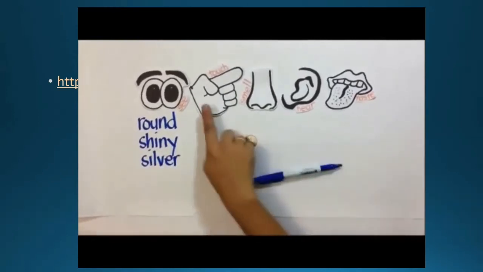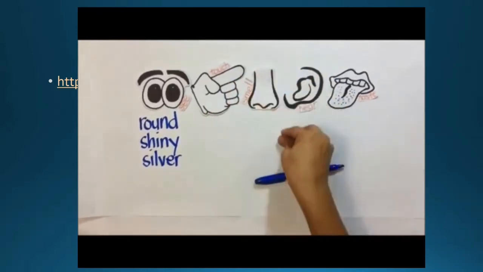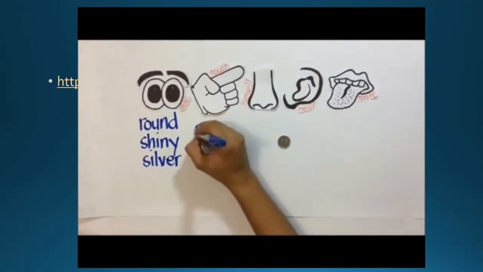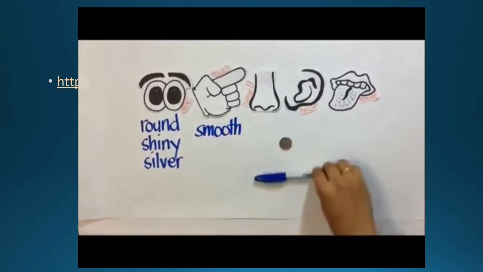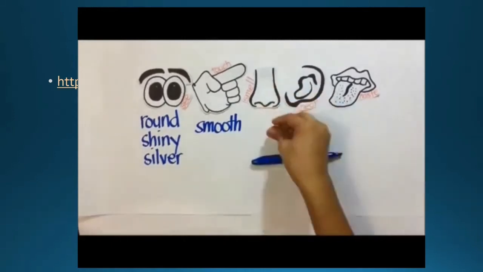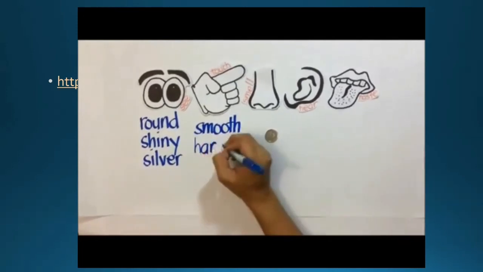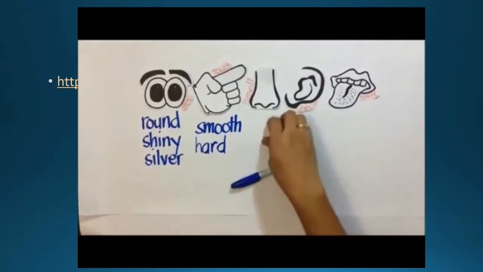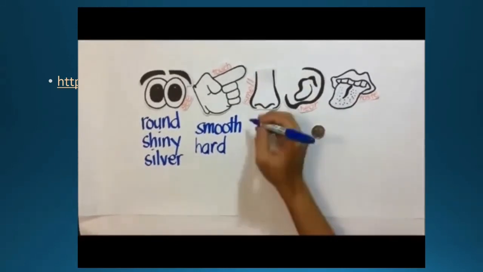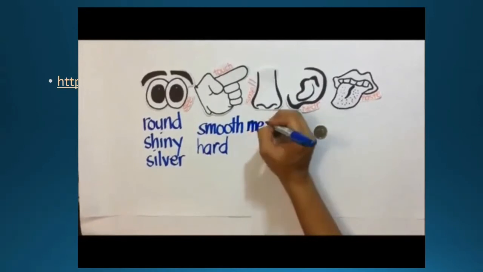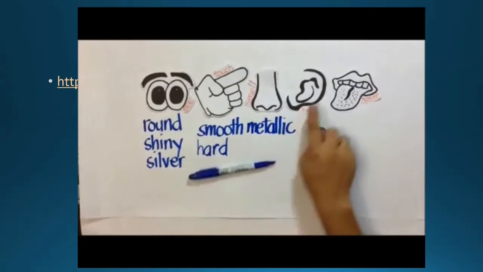Now let's use our skin to touch and feel. What can you feel? I feel that the object is smooth. And when I press the object, I feel that it is hard. Now let's use our sense of smell. I think it's made of metal, therefore it has a metallic smell.